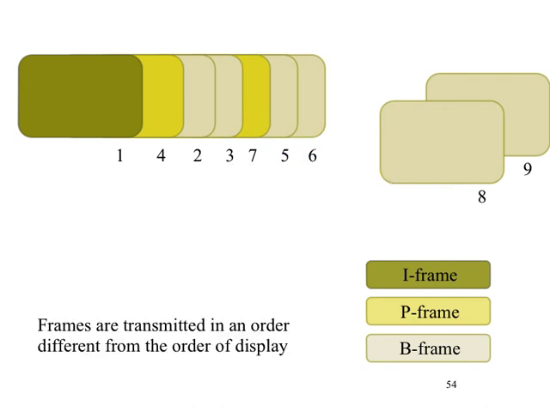Okay. So it turns out that the frames need to be transmitted in an order that's different from the order in which they're going to be displayed, which is a bit of a head wreck. So if you're sitting on the data stream, you're seeing frame 1, frame 4, frame 3, frame 2, frame 3, is that right? Frame 7, next then 5 and 6, and then maybe 10, and then 8 and 9. So the frames get sent in a funny order because of the dependencies between them.